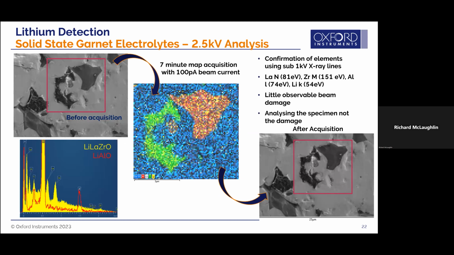And if you take a look at the mapped area after the 7 minutes at 100 picoamps at 2.5 kV, there is no obvious damage to that sample. So we should be confident that we're actually mapping the sample, not the damage.